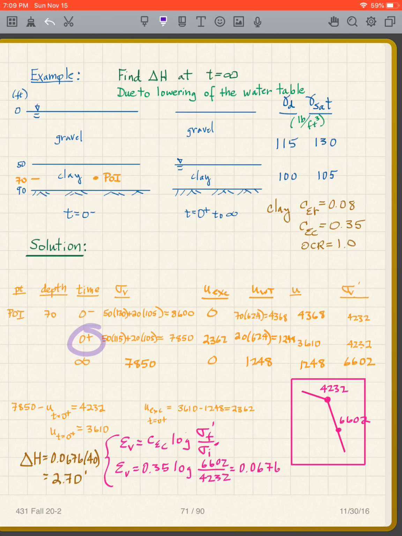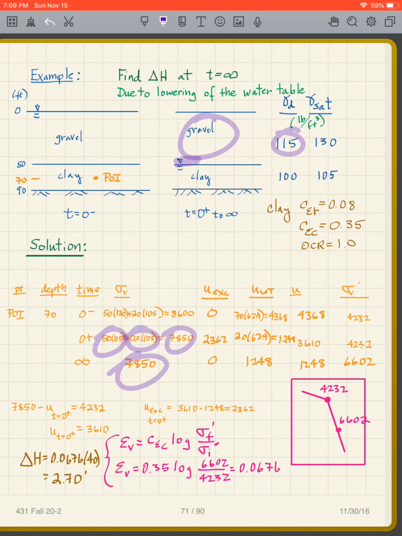Let's do our sigma v. Now we're going to say the water table's down here, so I'm going to say the gravel's dry. It may not be completely dry, but we're just going to use that. So we have 115. So 50 times 115, again, plus 20 times 105, I get 7850. It's the same at t equals 0 plus as it is at infinity.